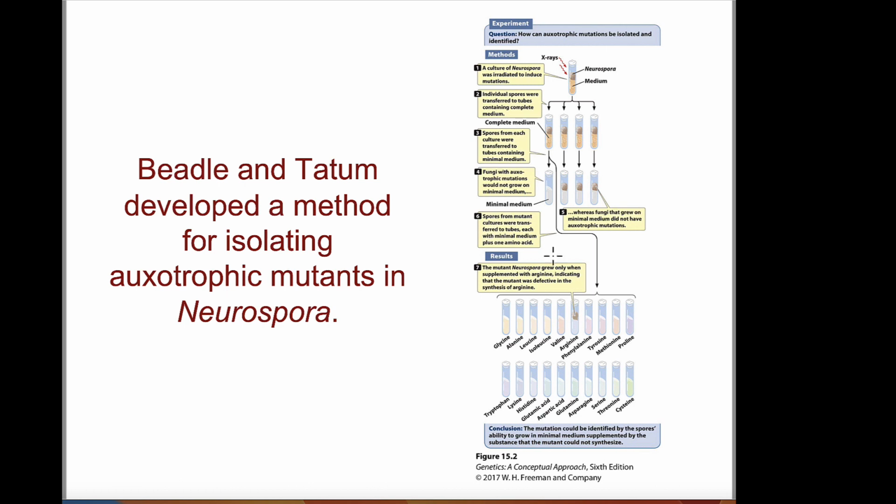Their results showed that the Neurospora grew only when the medium was supplemented with arginine. This indicated that the mutant was defective in the synthesis of arginine. You'll see here there are different types of amino acids, but only when arginine was added did they actually see growth. They did not see growth in any of the others. So they identified that the mutation could be detected by the spores' ability to grow in minimal media when supplemented with a substance that they could not synthesize.